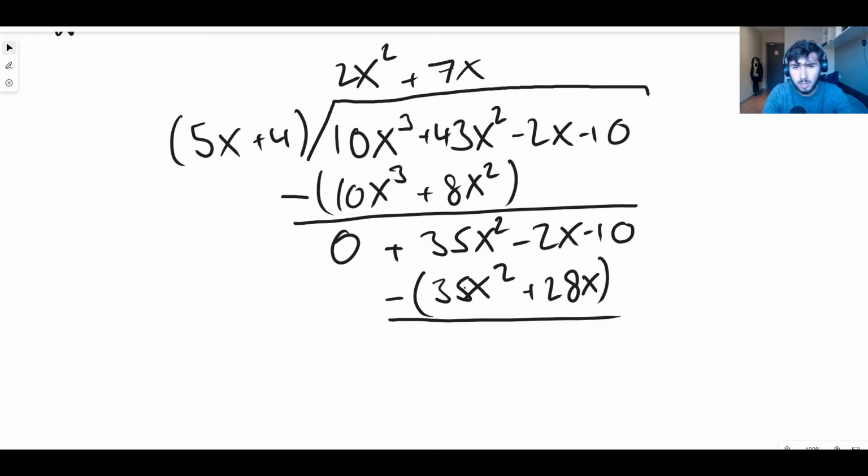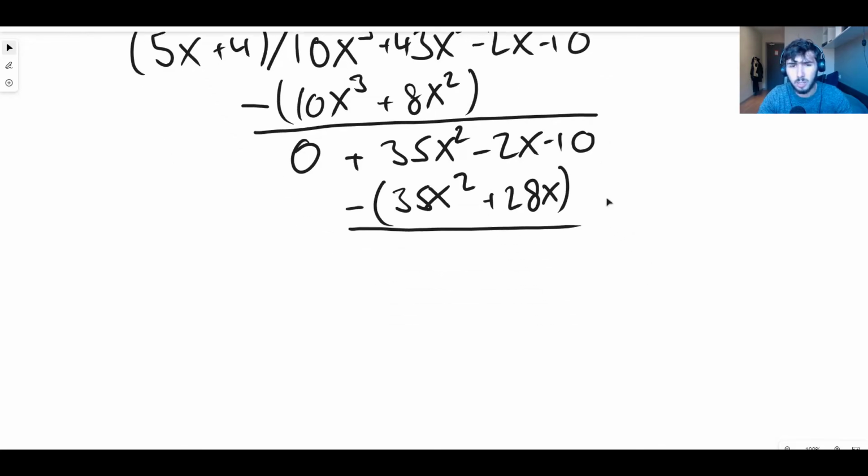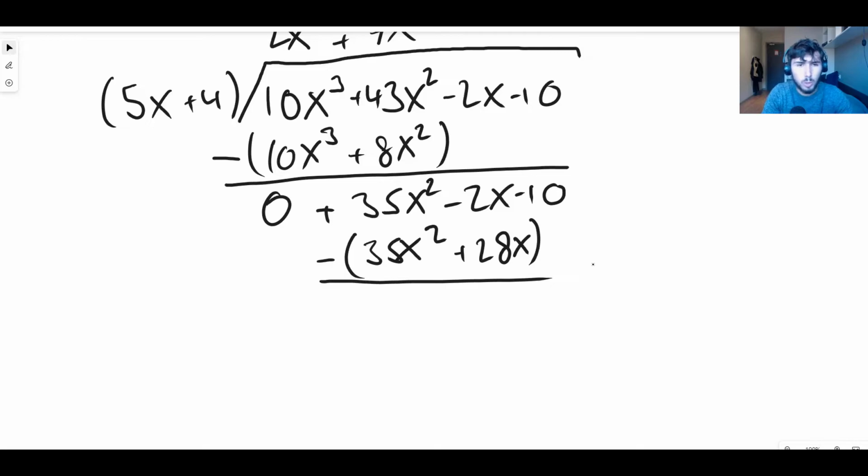Okay? And just to be clear, the minus 2x and the minus 10, they just come down, okay? Just to be clear, because I didn't mention that. So 35x squared minus 35x squared, that is going to be 0, of course, it has to be. And minus 2x minus 28x is minus 30x.